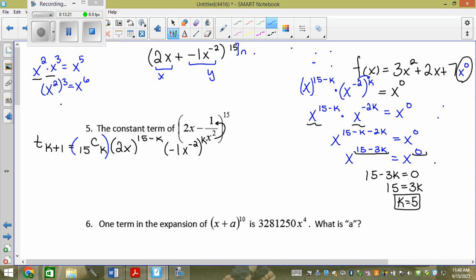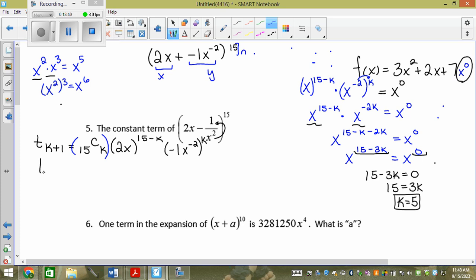You could also guess and check k values. So if this is 15ck, this would have to be 15 all the way to 0. Those are my only options. So you could guess and check 0 and see if it cancels, see if it cancels 1, see if it cancels 2, see if it cancels 3. Like you could put them in for k and see if the x's cancel that way as well.